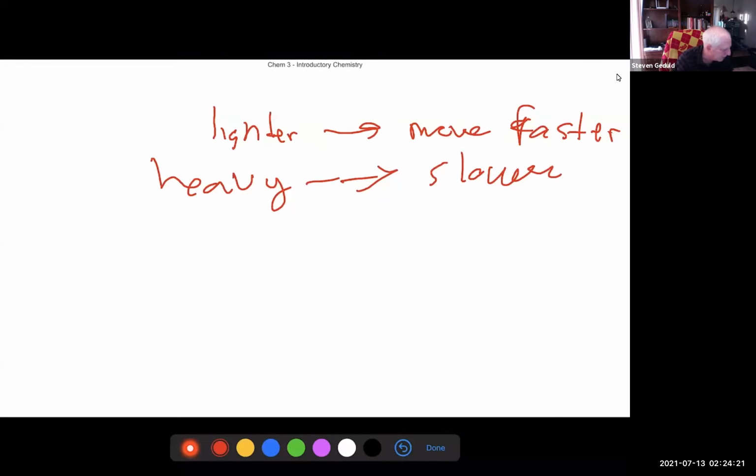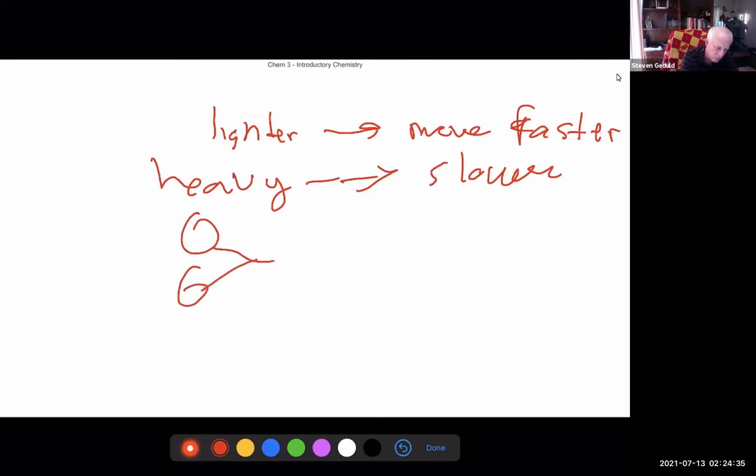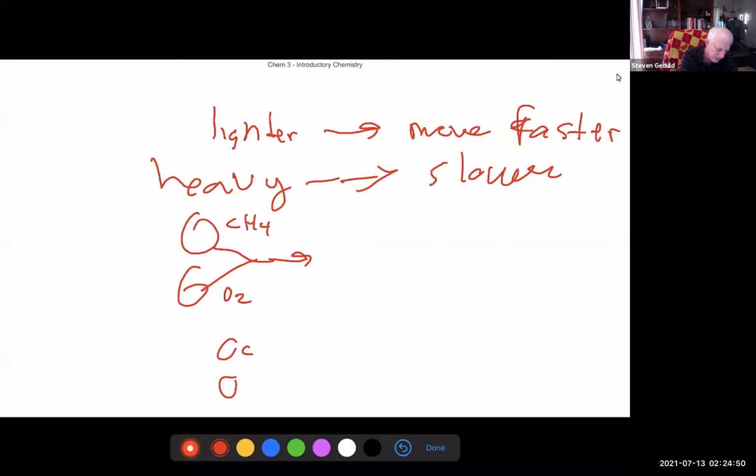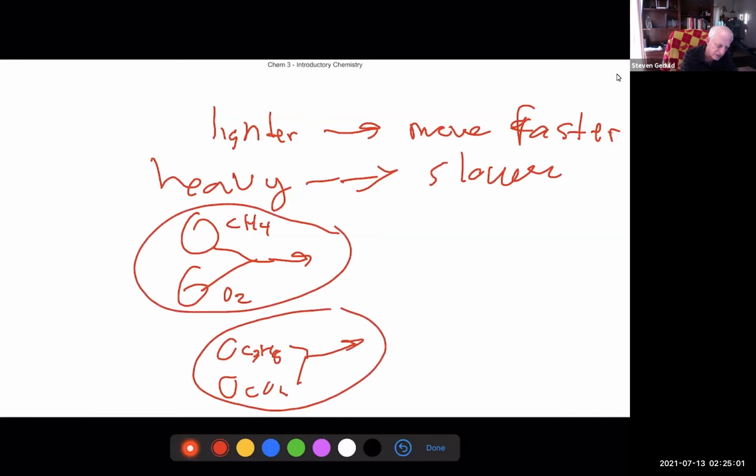Okay, so they're going to mix faster if they are lighter particles. So let's say we have two balloons, and we're going to mix them together. One has methane gas, and one has oxygen gas. Okay, another two balloons. One has propane, C3H8, and one has carbon dioxide gas. We mix those together. Which of these two systems is going to mix together faster?